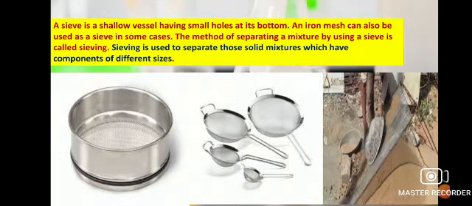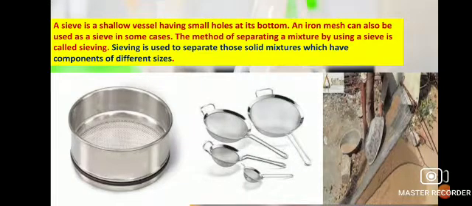Now, the method of separating a mixture by using a sieve is called what? Sieving. By using this kind of apparatus, the method of separating a mixture is known as sieving. So where is sieving particularly used? Sieving is used to separate those solid mixtures which have components of different sizes. Suppose a component is larger whilst there are some fine components also. In order to separate those solid mixtures which have components of different sizes, generally this process of sieving is followed. How is it done?